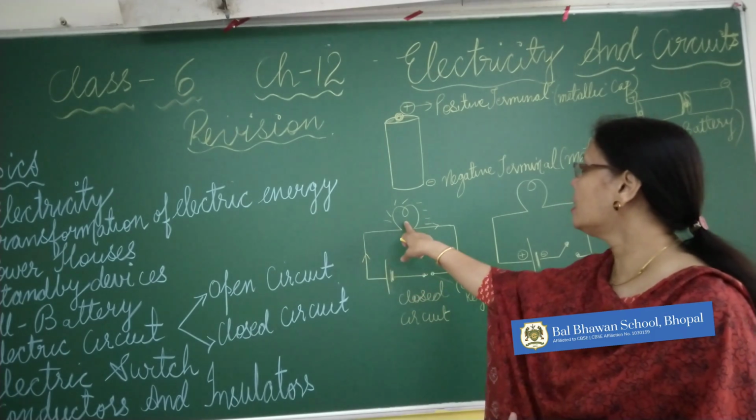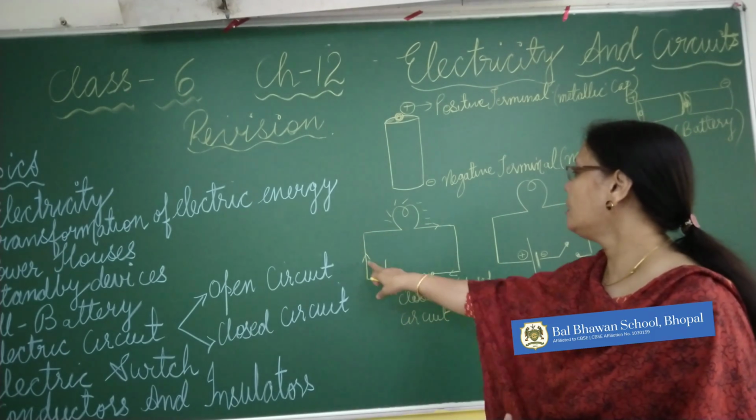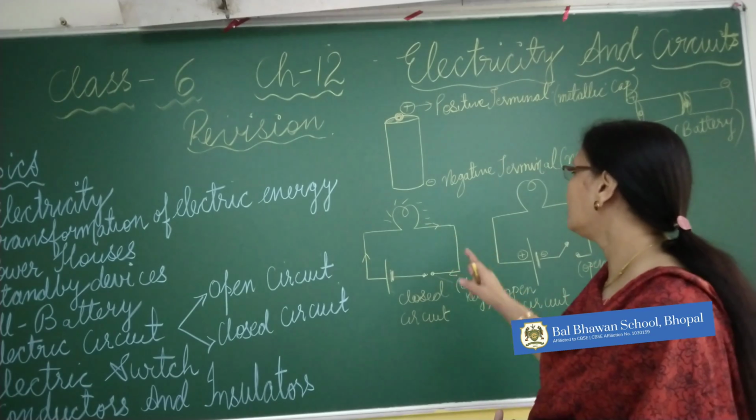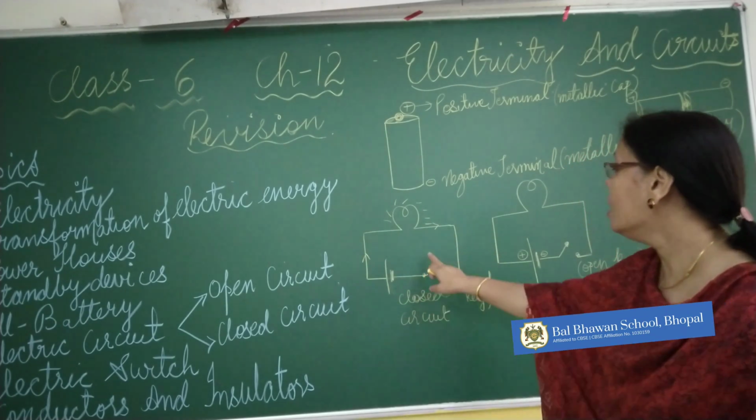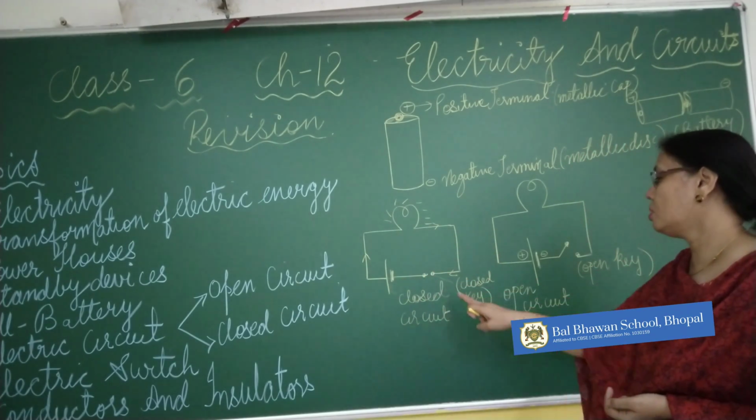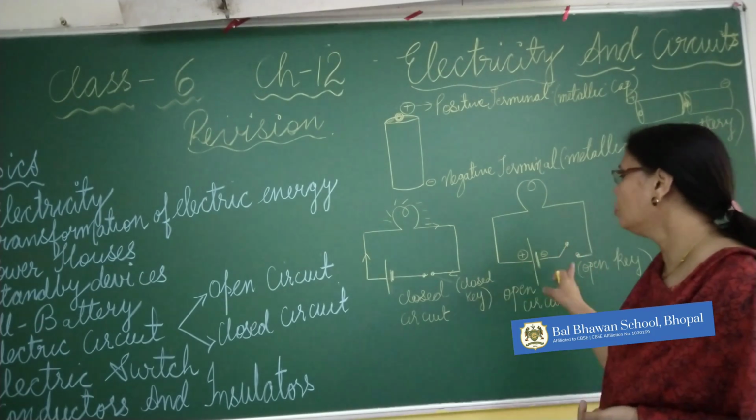Now look here, you can see that the bulb is glowing and you can see the arrow which shows that the current is flowing through the circuit. Since it is a closed circuit and the switch is on, there is no gap.